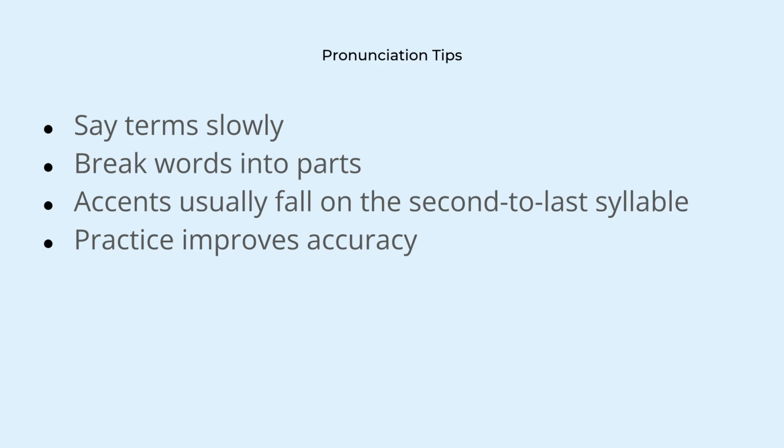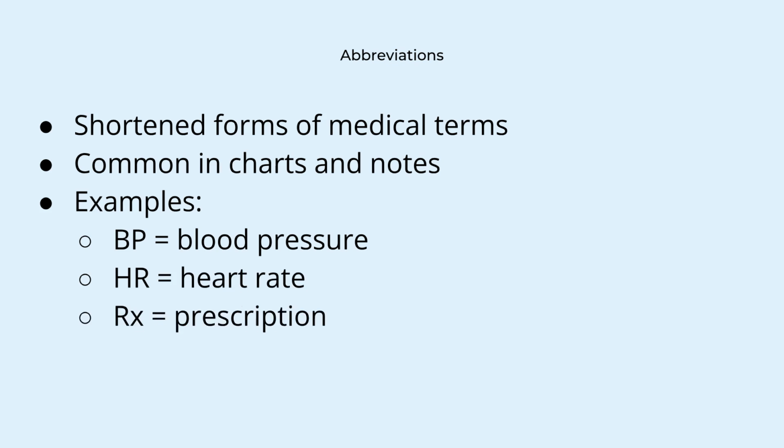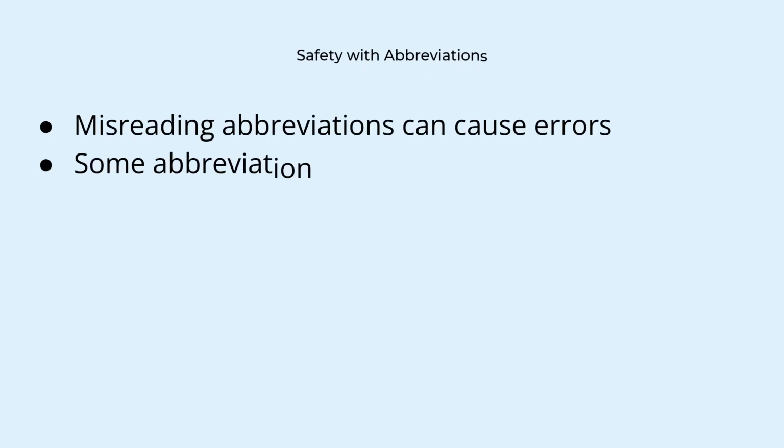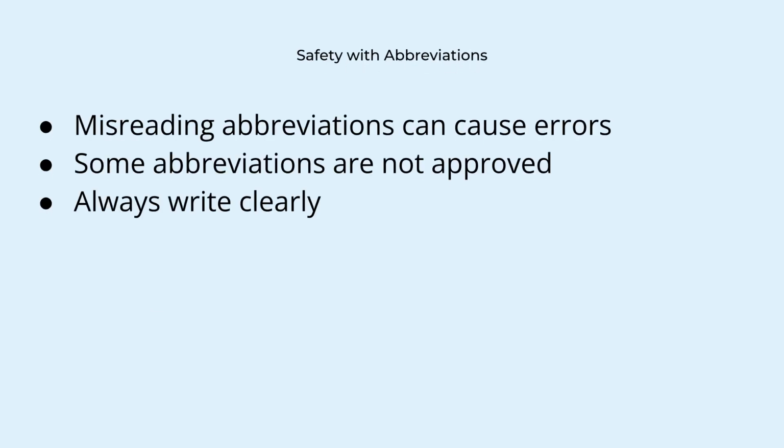Most words are stressed on the second to last syllable. Abbreviations are shortened forms of medical terms commonly used in healthcare documentation. Examples include BP for blood pressure and HR for heart rate. Because abbreviations can be misread, some are unsafe and should not be used. Clear communication is critical in healthcare.